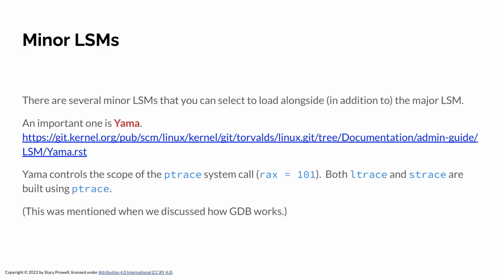There are some minor LSMs that you can select and load alongside a major LSM. So in addition to the major LSM, like AppArmor, I can also load a minor one, and one I might have in there is Yama. And you can read about Yama there. Yama controls the scope of ptrace. That's the ptrace system call, which is number 101. Both ltrace and strace are built using ptrace, the ptrace system call. We talked about this when we talked about GDB.